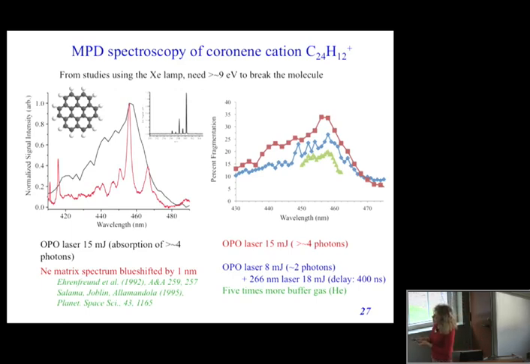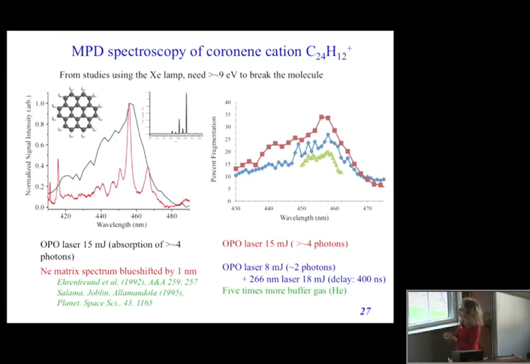In red is the spectrum we have in neon matrix that has been a bit blue shifted to better fit the gas phase spectrum. And in black is what we could measure with the OPO laser. And you see here we need 15 millijoule, which corresponds, because 9 eV or more, to the absorption of 4 photons. So we need to put in some energy. So 4 photons within a nanosecond laser pulse. It's a multi-photon, sequential absorption of photons within a laser pulse.